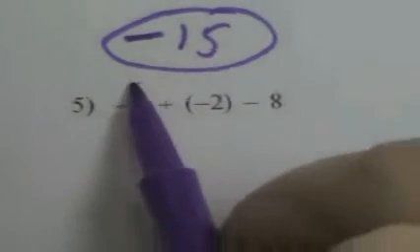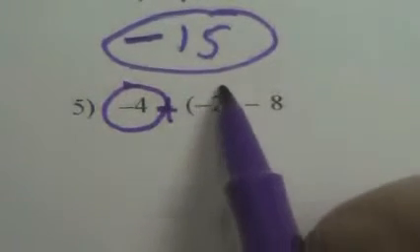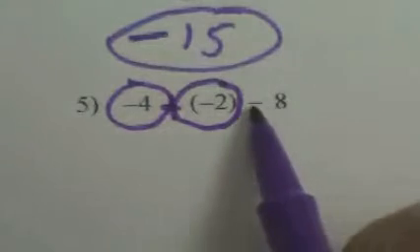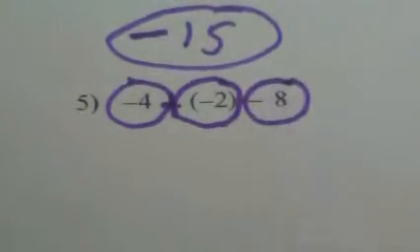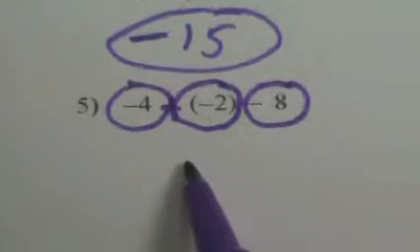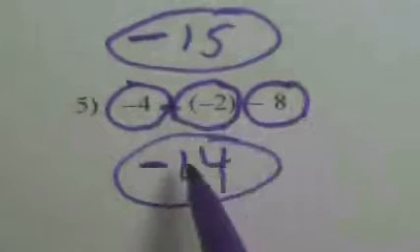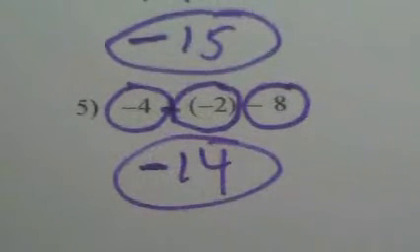All right, let's see. That's negative. This is also negative because this is a plus negative. That's negative 2. This is negative. This minus 8. That's negative 8. These are all negative. I just add them up. 4 and 2 is 6. 6 and 8 is 14. Okay? There's 14 boys there.